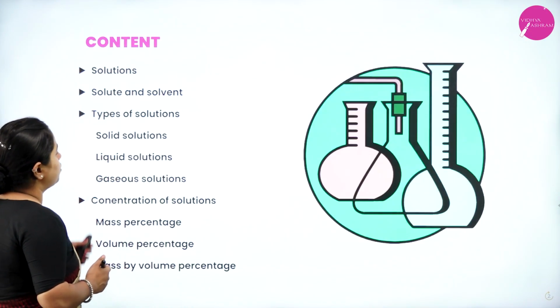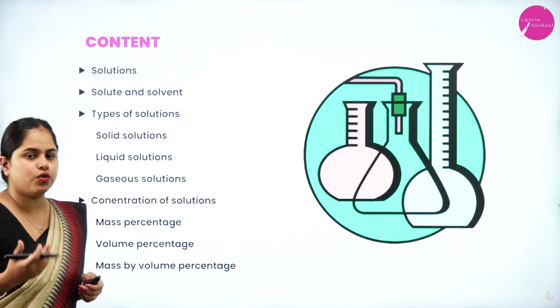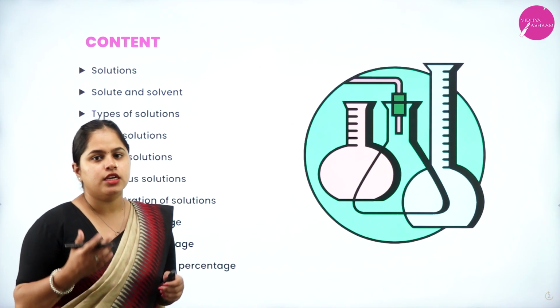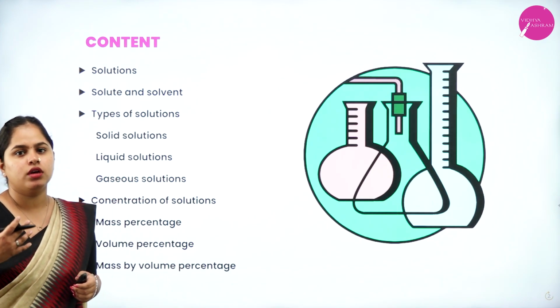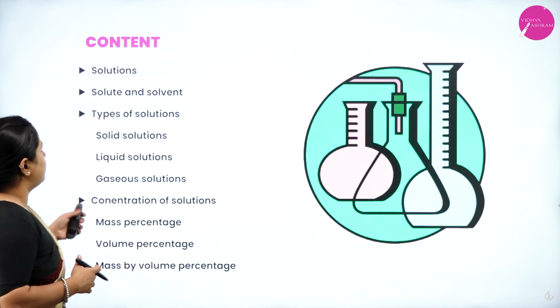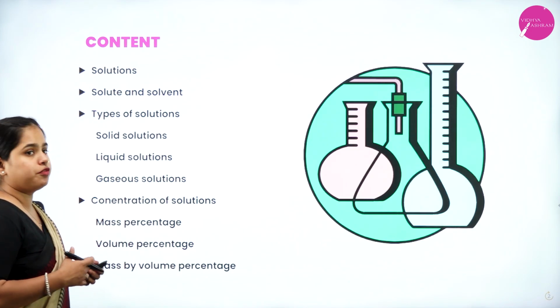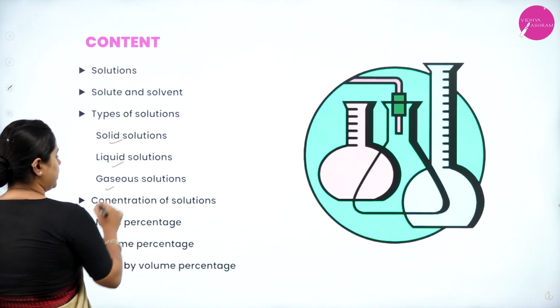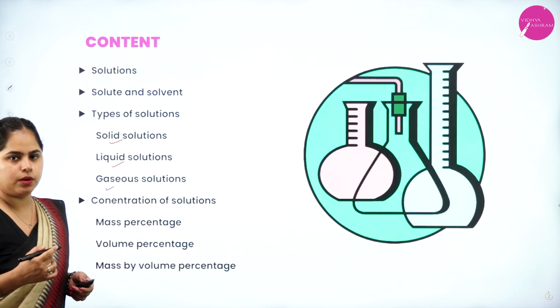So today we are going to discuss what exactly solutions are. In class 9 you already have an idea about what solutions are, right? Yes. So in detail we are going to study solutions in this chapter. Then we'll discuss what is solute and solvent, and different types of solution. That is, you have solid solutions, liquid solutions and gaseous solutions. A few examples we'll be discussing.